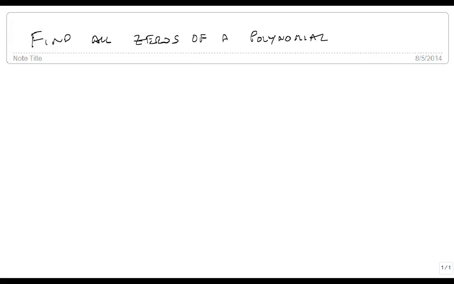We are now in a position where we can find all of the zeros of a polynomial function, both real and complex. So we're going to start with a polynomial function, p of x equals x to the fourth minus 8x cubed plus 22x squared minus 28x plus 16. And we're going to just start by trying to find the zeros any way we can.